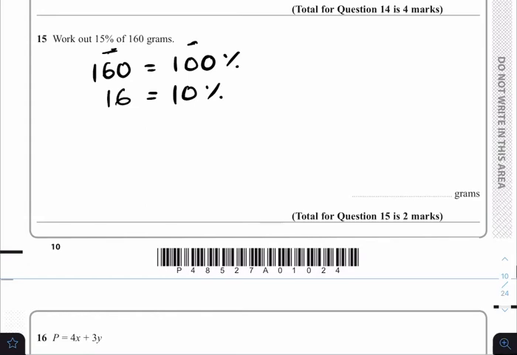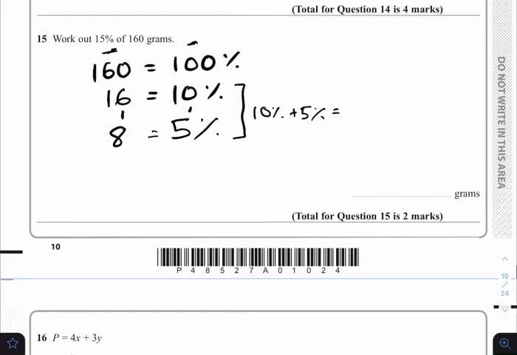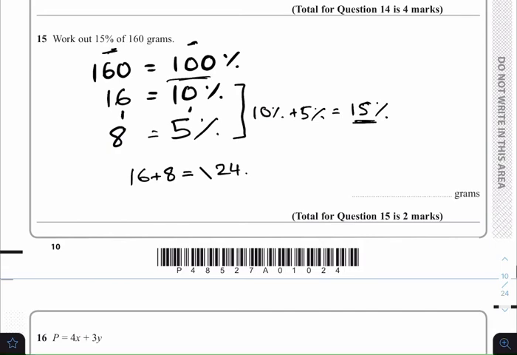And then if we want to work out 5%, 5% is half of 10, so what we need to do is half 16 here, and half of 16 is 8. So now we've got this section here, 10% and 5%, which equals 15%. So if we do 16 plus 8 equals 24, that's 15% of the total 100%, which is 160. So your answer here will be 24.